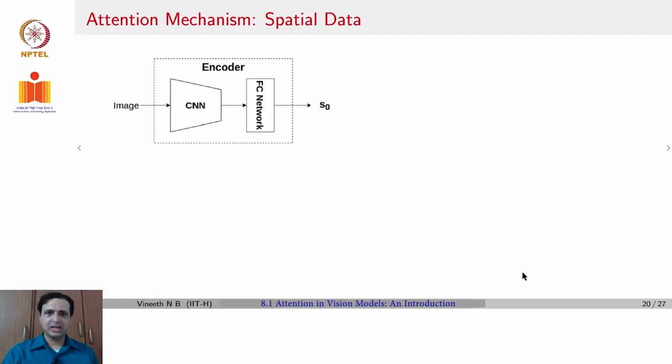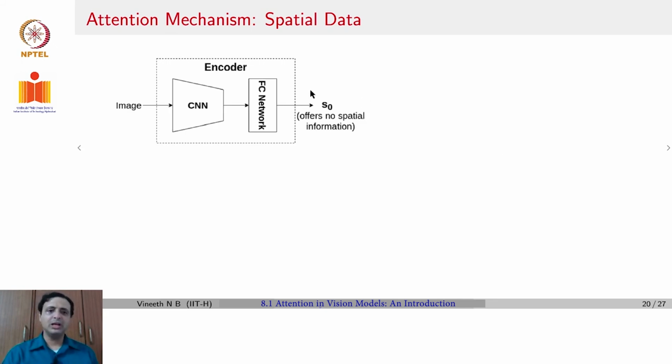What about spatial data? So we saw how it is done for temporal data, where you had a sequence to sequence RNN, a many to many RNN. What if you had an image captioning task? If you had spatial data. So in this case, your image would give you a certain representation s0 out of the encoder network. Unfortunately, when you use a fully connected layer after the CNN, you lose spatial information in that vector.